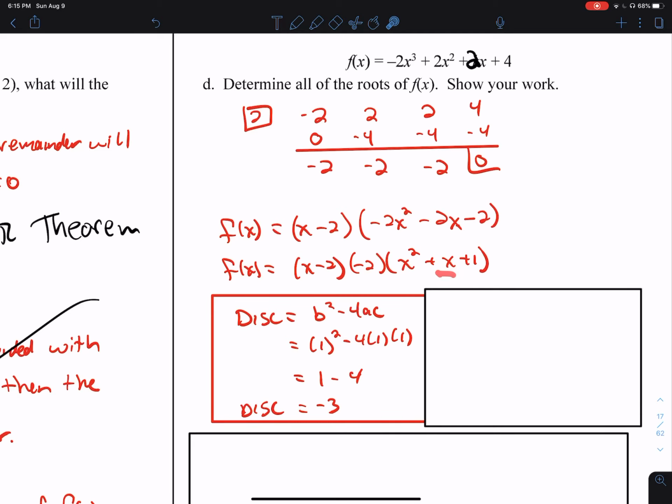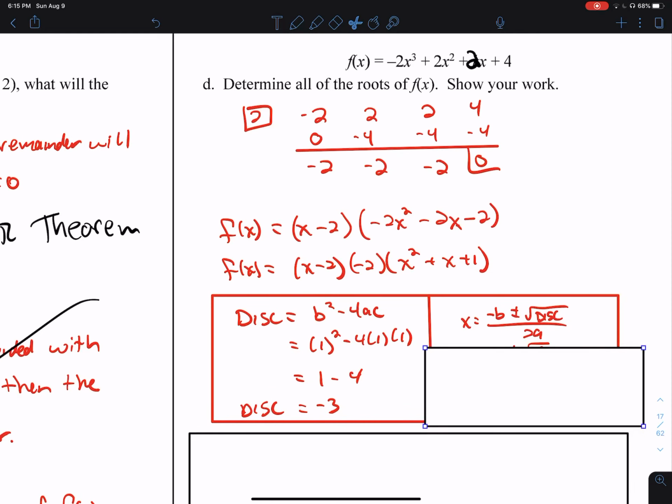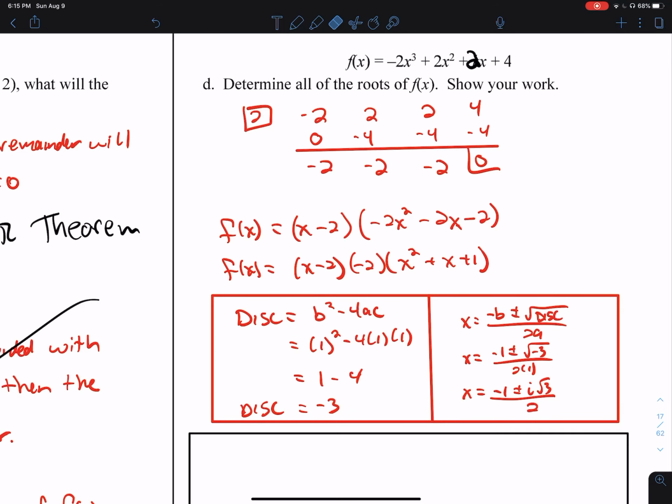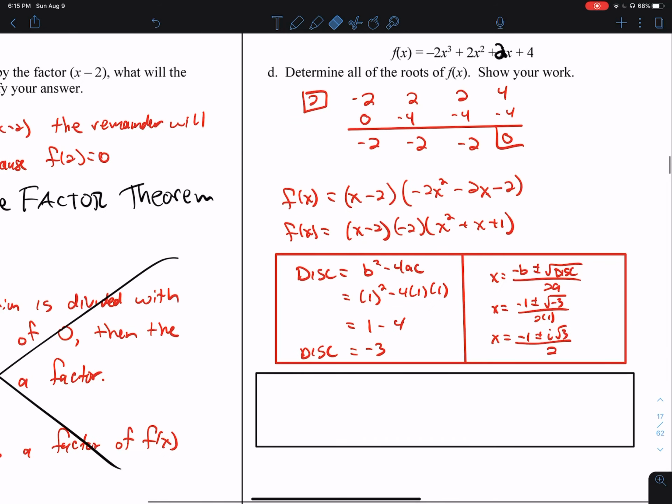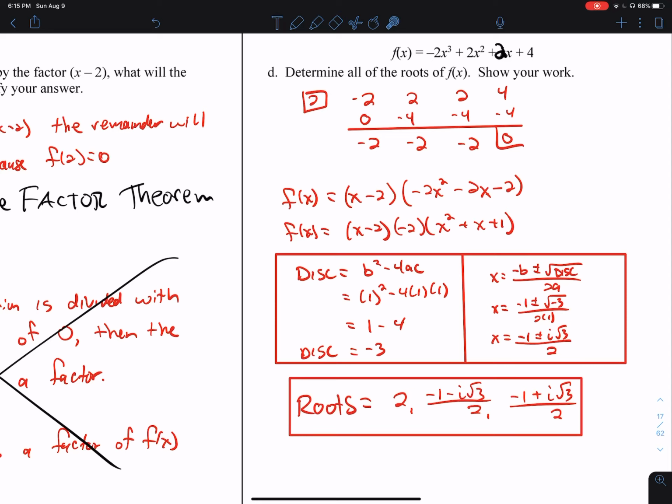b is 1, a is 1, and c is 1. We end up with a discriminant of negative 3. Put this in the quadratic formula, and you substitute the numbers in. We're going to find that x is negative 1 plus or minus i square root of 3, divided by 2, which means the roots for this are 2 that we were given originally, and these two imaginary ones.